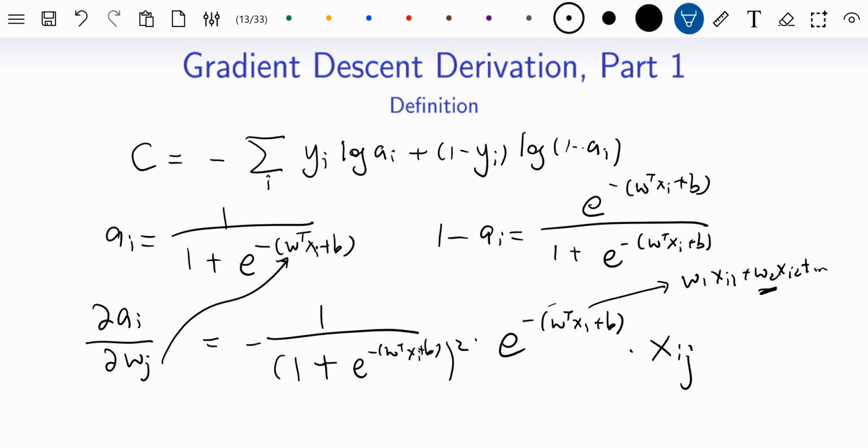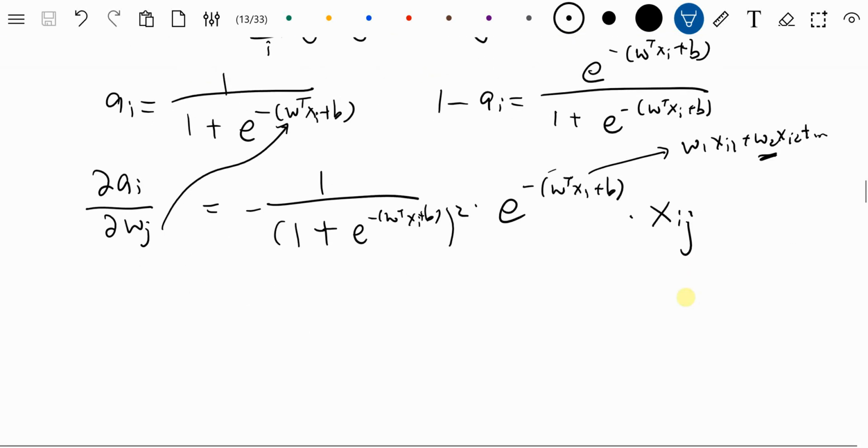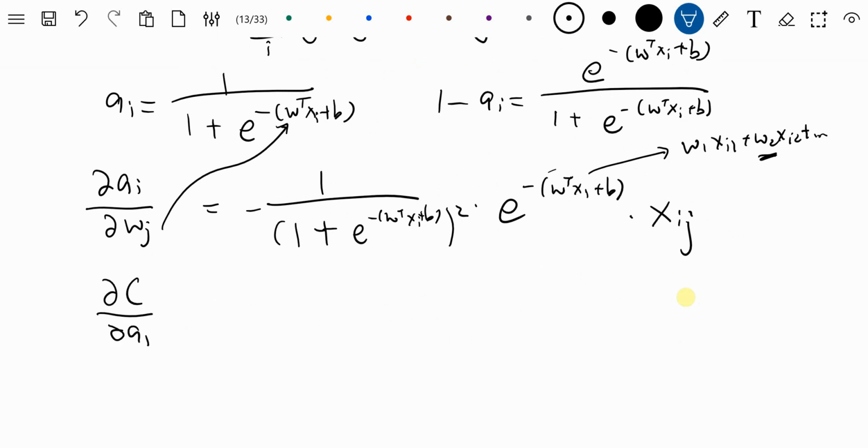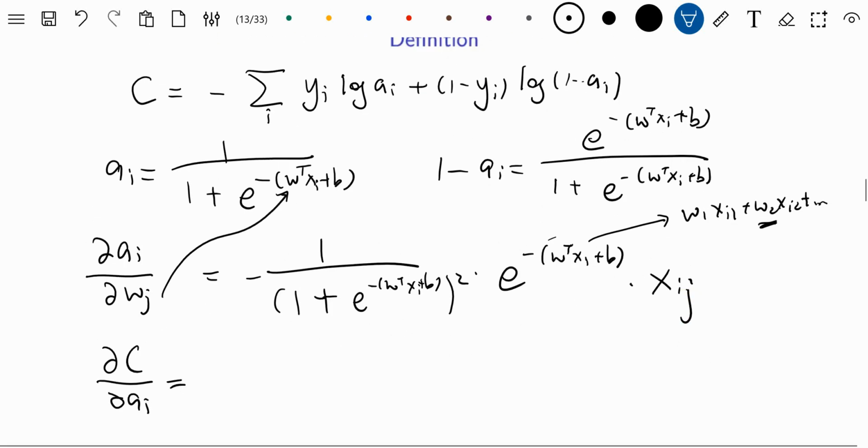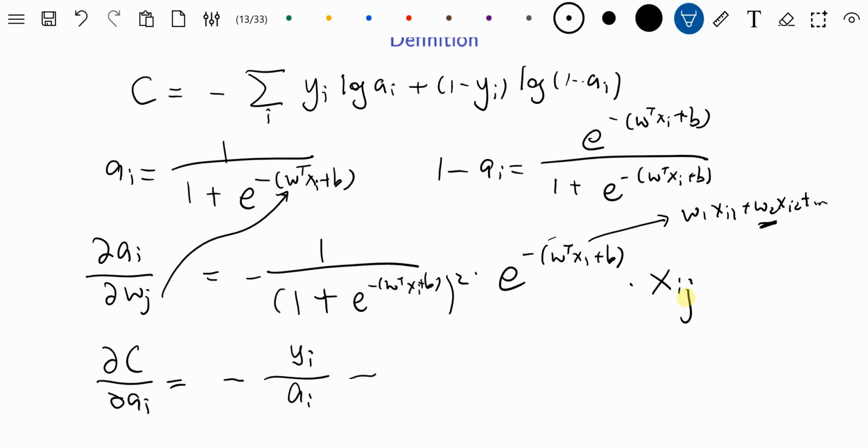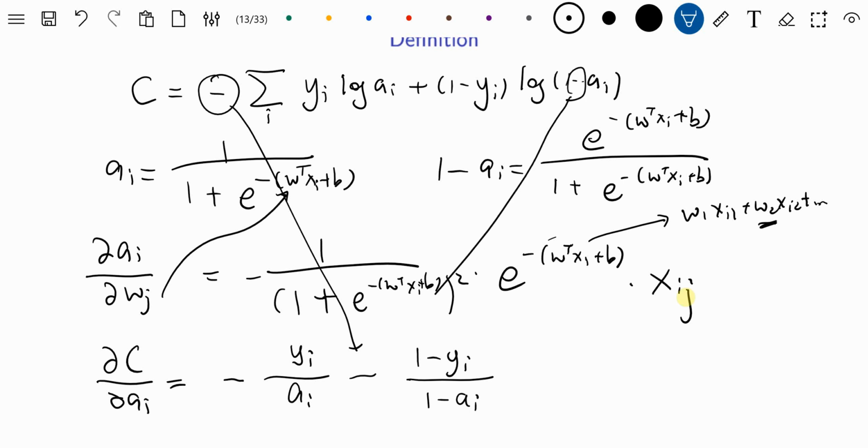So now let's take the derivative of the cost function with respect to a. So dC/dA. So this should be simpler. This is just yi over ai minus, so the minus comes from this minus here, and 1 minus yi over 1 minus ai, and there is a minus here, so combining them it will be a plus.